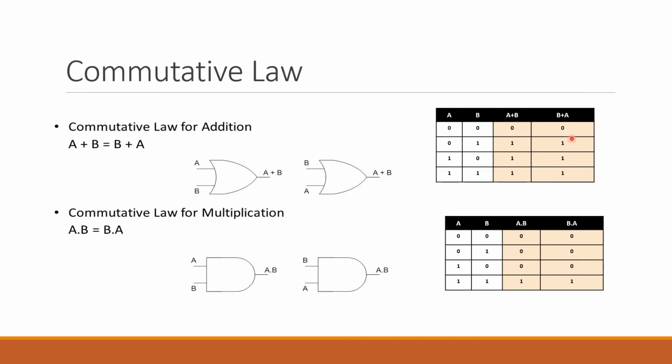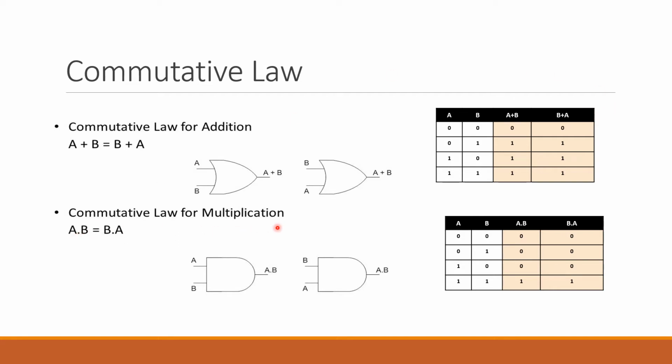Here we have to add these two numbers, that is 0 plus 0 equal to 0, 0 plus 1 equal to 1, 1 plus 0 equal to 1, 1 plus 1 equal to 1. In the same way for the right hand side, b plus a, that is 0 plus 0 equal to 0, 1 plus 0 equal to 1 and 0 plus 1 equal to 1, 1 plus 1 equal to 1. So we get a plus b equal to b plus a. So both the answers are same.